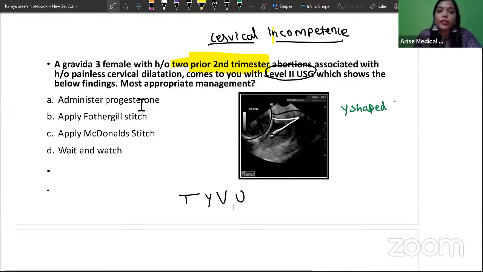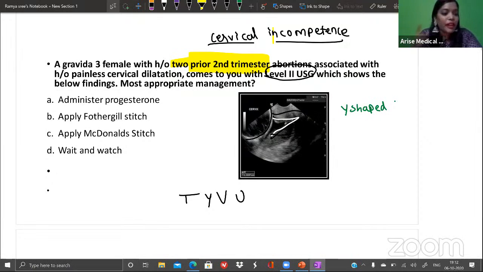So you're all absolutely correct telling that the most appropriate management is to put a stitch, and the most commonly applied stitch is the McDonald stitch. So this is a cervical incompetence with the opening of the cervix. So obviously you have to go for applying the McDonald stitch, right? Now in the same question, let me ask you one more question in the same only, okay?